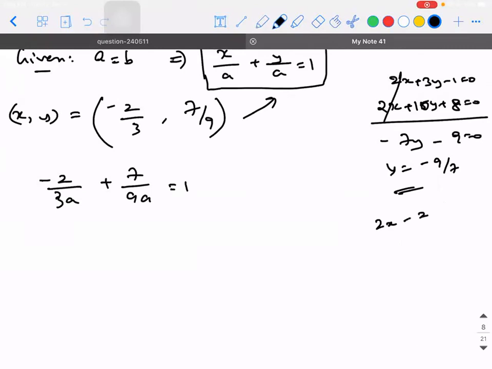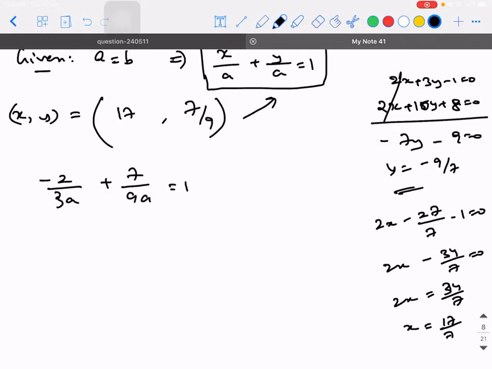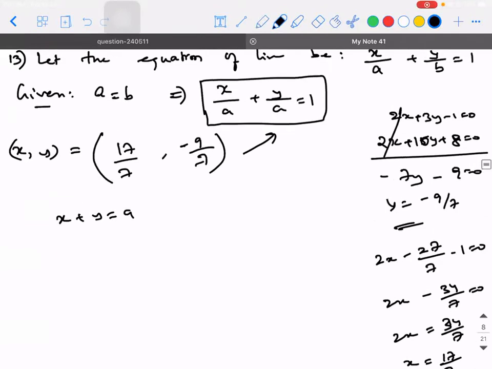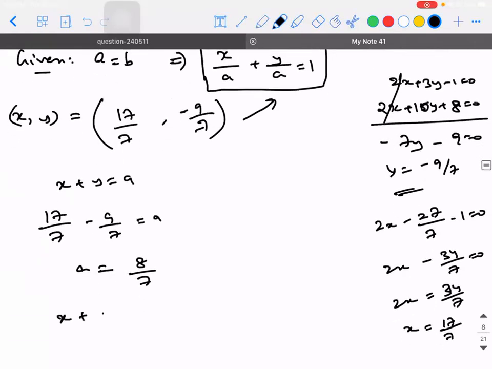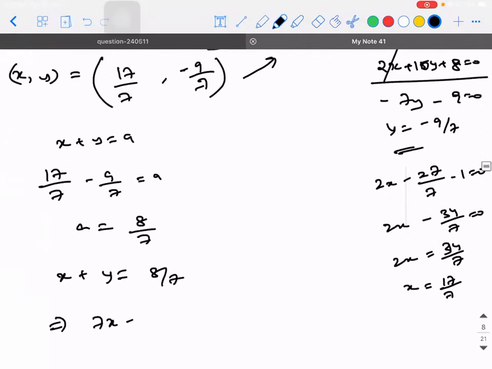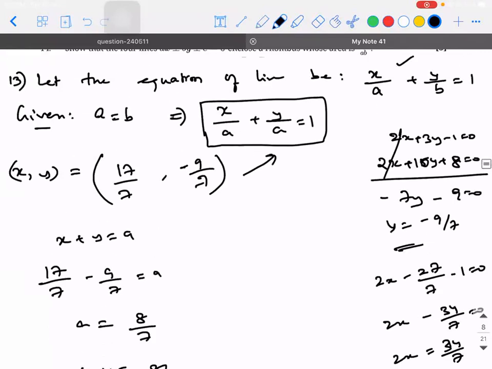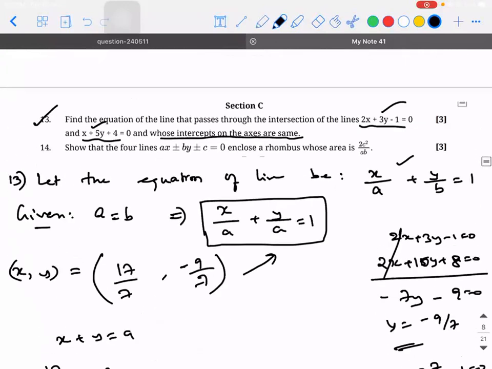So 2x minus 27 by 7 minus 1 is equal to 0. So 2x minus 34 by 7 equal to 0. So 2x will be equal to 34 by 7. x will be 17 by 7. So the point will be 17 by 7, comma minus 9 by 7. So x plus y is equal to a. That is the equation. Because the LCM is a, I take a to the other side. 17 by 7 minus 9 by 7 is a. a is how much? 17 minus 9, 8 by 7. So x plus y is equal to 8 by 7, which implies 7x plus 7y minus 8 is equal to 0. That's right. Good, you saw that. I missed it. So 7x plus 7y minus 8 is equal to 0 is the required answer.